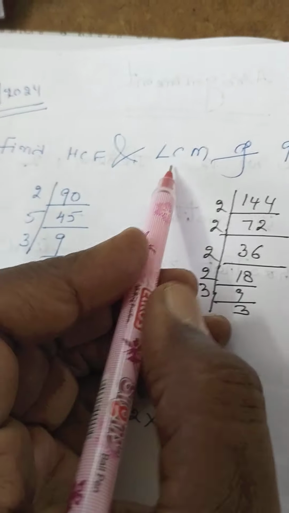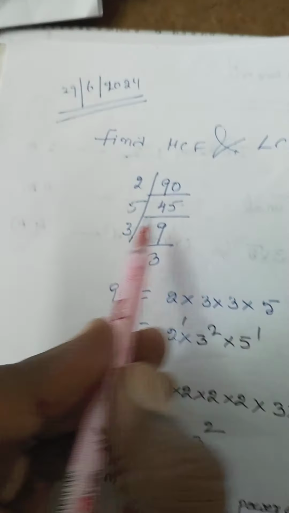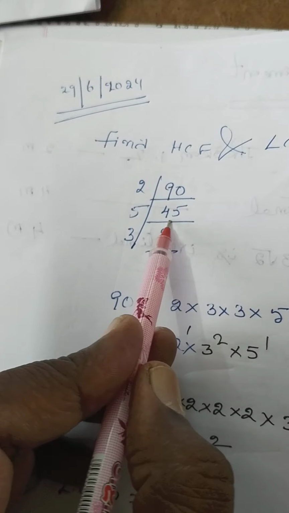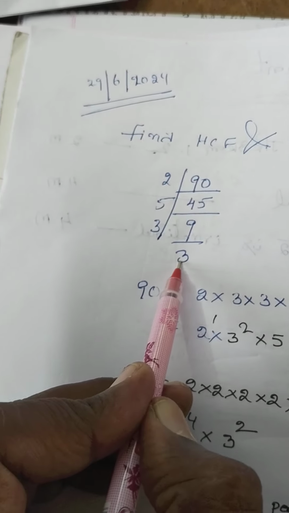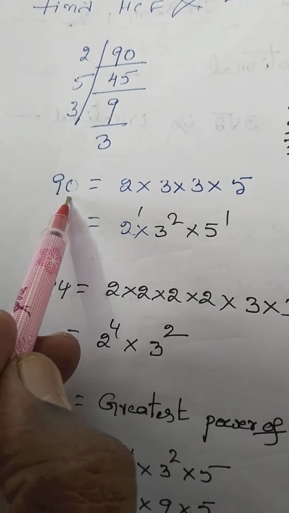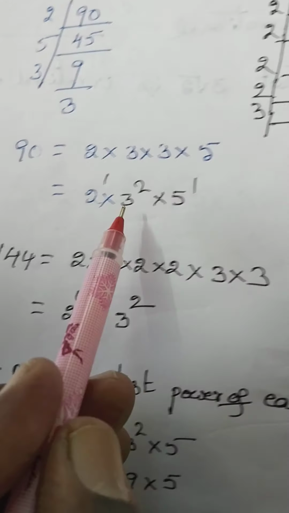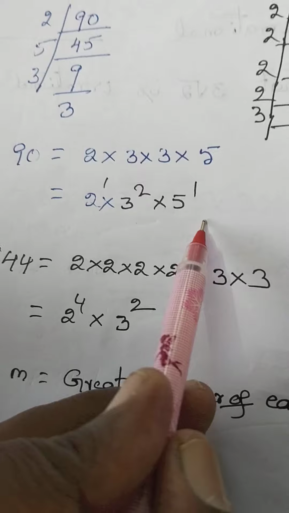Find HCF and LCM of 90 and 140. Take the 90: 2 will cancel 45 times, 5 will cancel 9 times, 3 will cancel 3 times. So you have to write 90 is equal to 2 into 3 into 3 into 5, that is 2 power 1 into 3 square into 5 power 1.